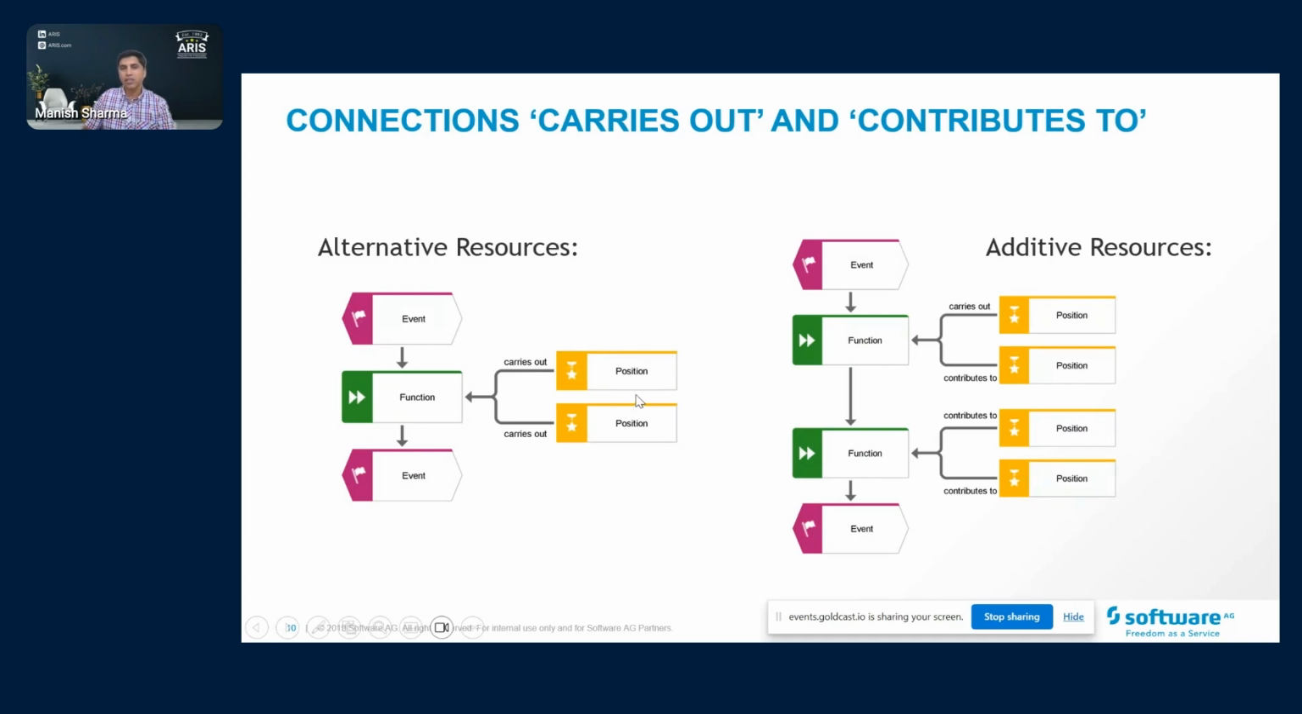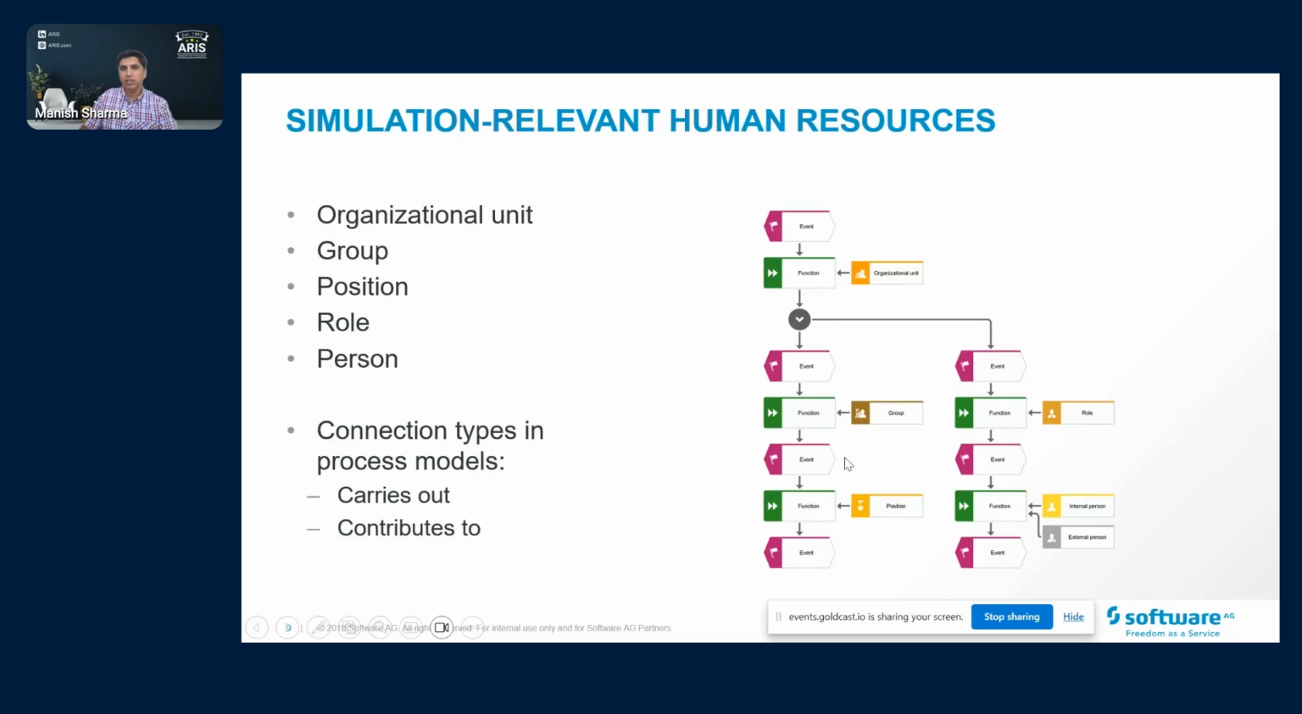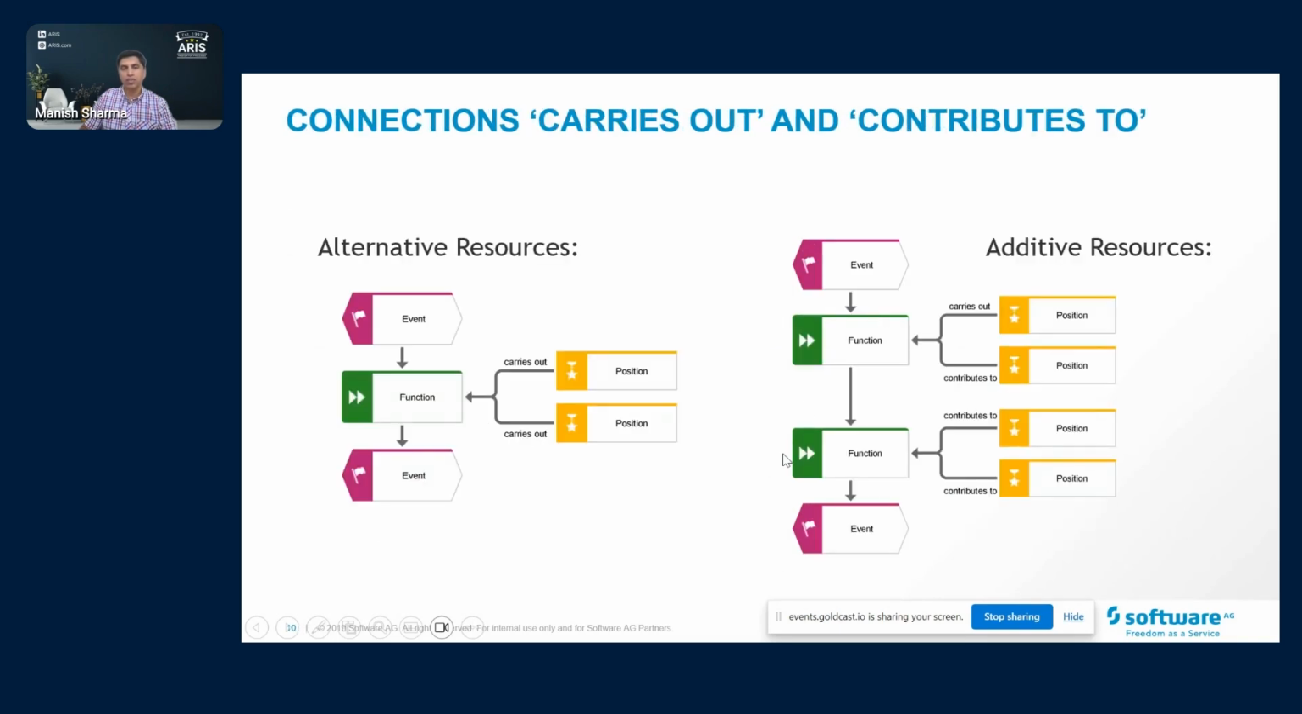These are some, I would say, advanced principles of simulation. You might not want to get into this in the initial stage. You might want to keep it simple with this kind of flow where you just have one person carrying out, or one organization unit carrying out a particular task. But if you really do have such a situation where you have more than one person carrying out a task, then you have these two strategies available: alternative and additive, and you can choose one among them.